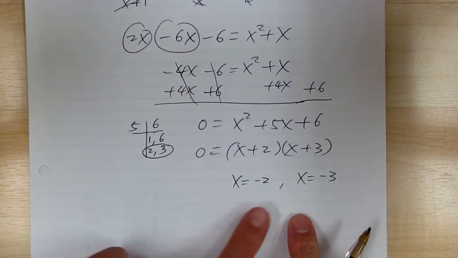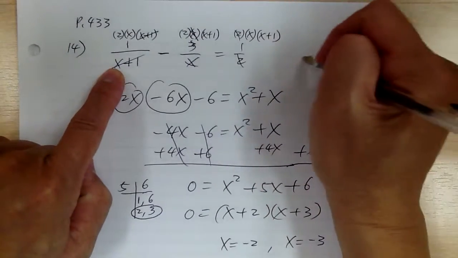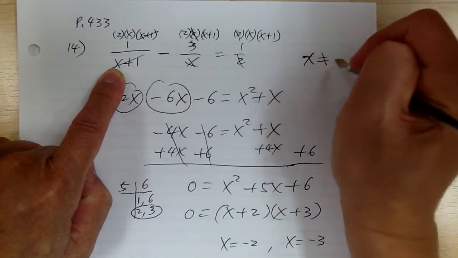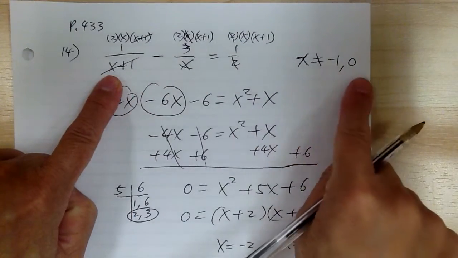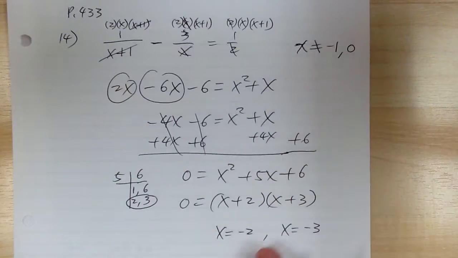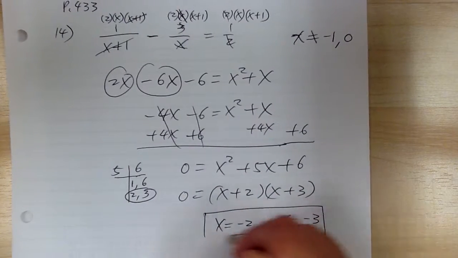Now you have to check, okay? Are they okay? From here you can see that x cannot equal negative 1 or 0, right? So negative 1 and 0 are not allowed, so you check. In this case, both are fine. So those are your 2 answers.